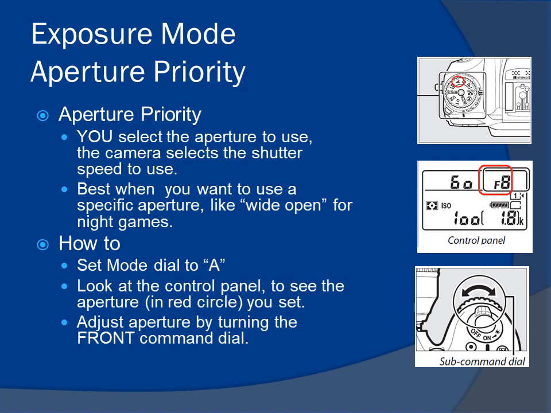How? Set the mode dial to A. Look at the control panel to see the aperture, the red square in the middle picture. In this case, it shows f8. Adjust the aperture by turning the front command dial.